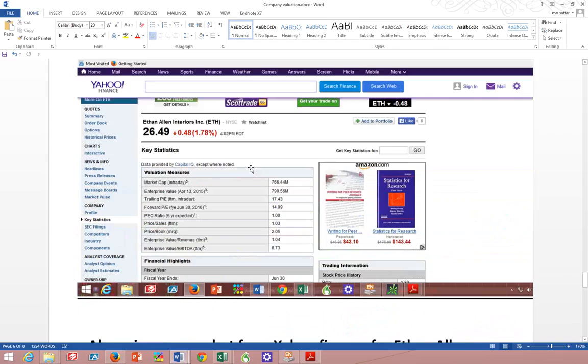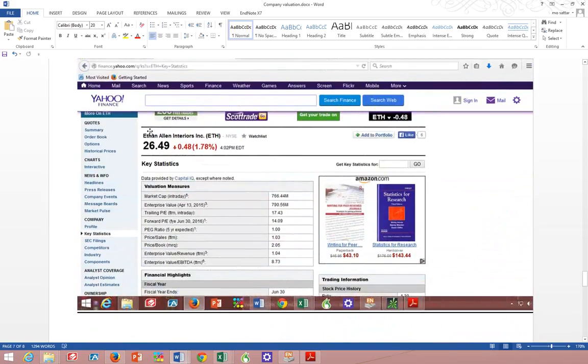Okay. Now here is a screenshot of Yahoo Finance. I just basically looked at Ethan Allen as an example. On the left side are all the tabs.